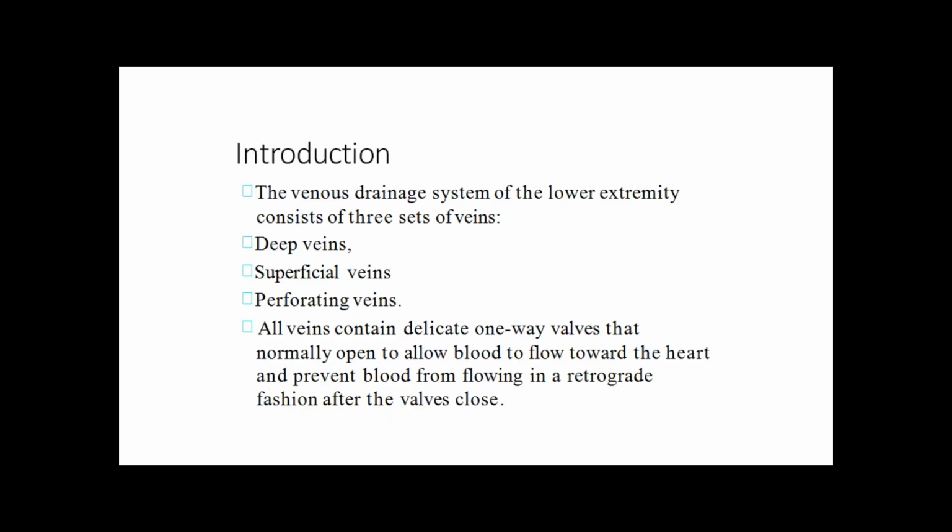So coming to the introduction. First you have to know the venous drainage system of the lower extremity, which consists of three sets of veins, that is the deep veins, superficial veins, and the perforating veins. All veins contain delicate one-way valves that normally open to allow the blood to flow towards the heart and which prevent the blood from flowing in a retrograde fashion after the closure of the valves.